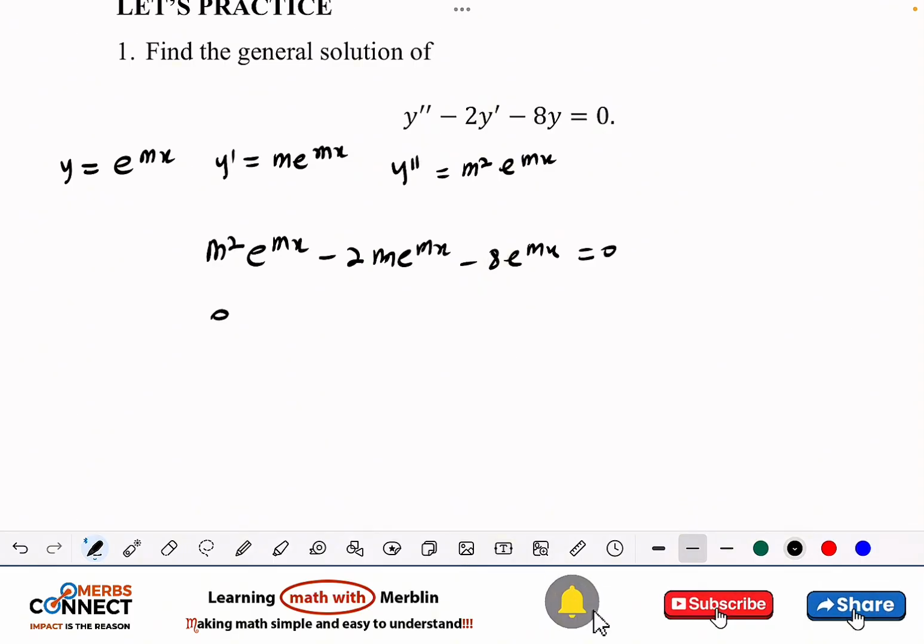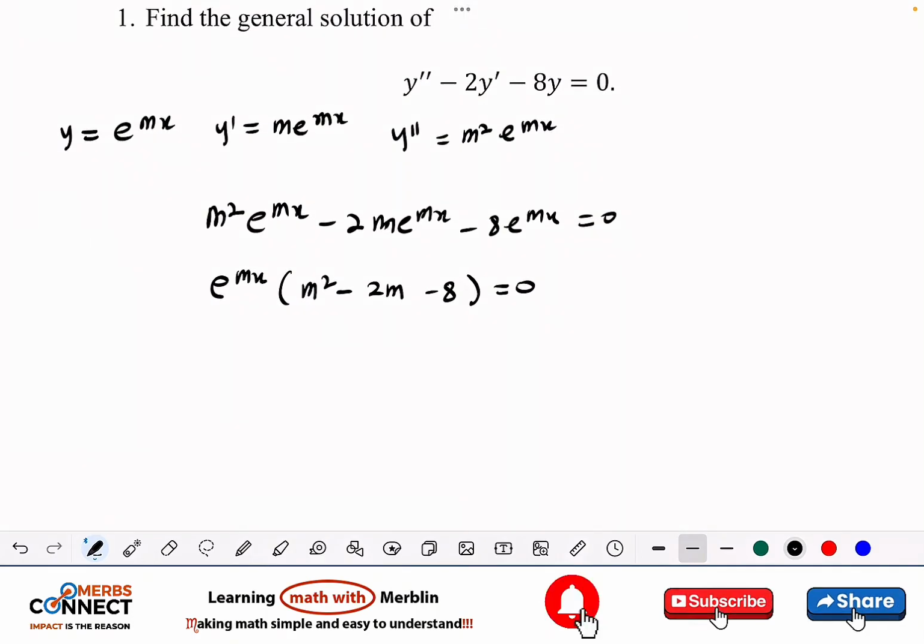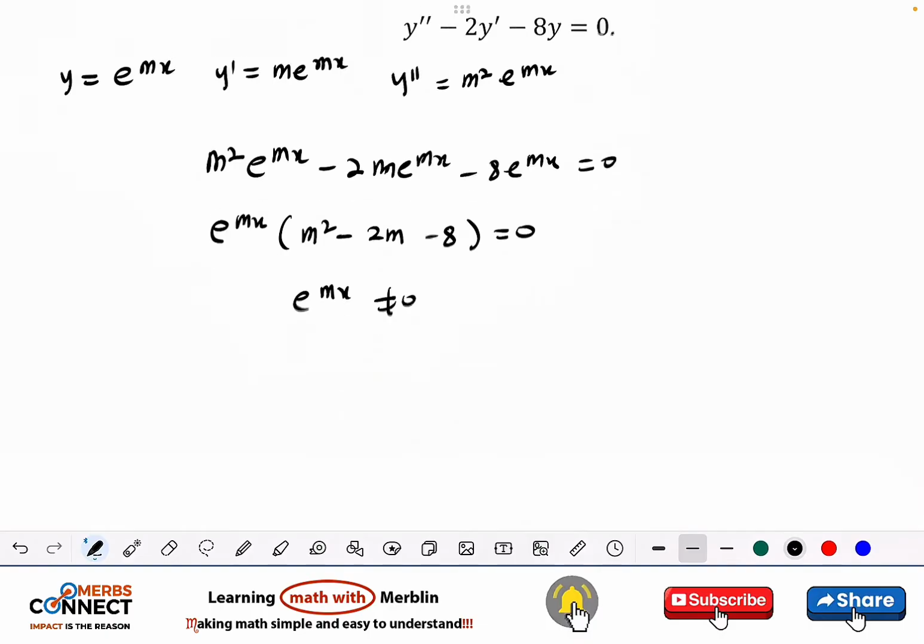So here I'll factor e to the power mx out. m squared minus 2m minus 8 is equal to 0. So what are we going to get from here? So here we said we need to set e to the power mx not to be equal to 0, so that we can just set the other factor to 0. So what are we going to do here? We are going to set e to the power mx not to be equal to 0.